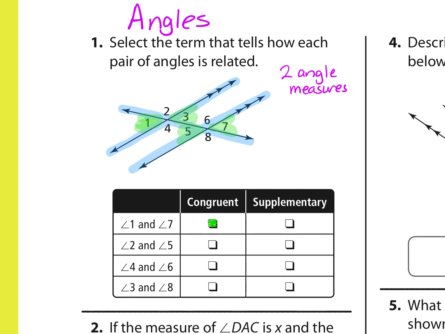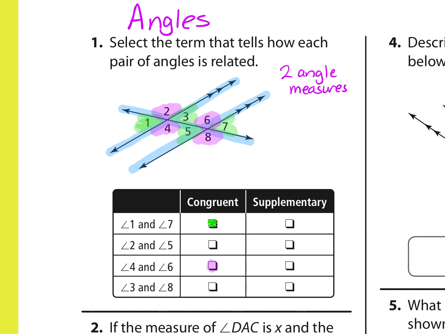Let's see. Now angle 2 and angle 4 are congruent. Angle 2 and 6 are congruent. Angle 6 and 8 are congruent. So angles 4 and 6 are congruent to each other. They're all obtuse angles and they'll all have the same measure.